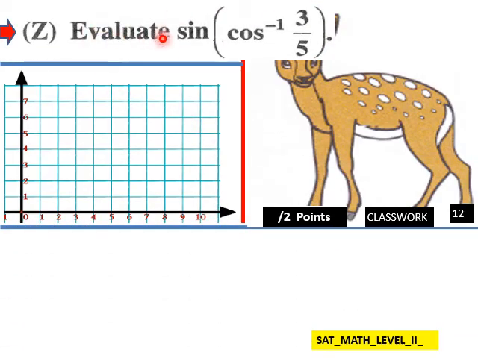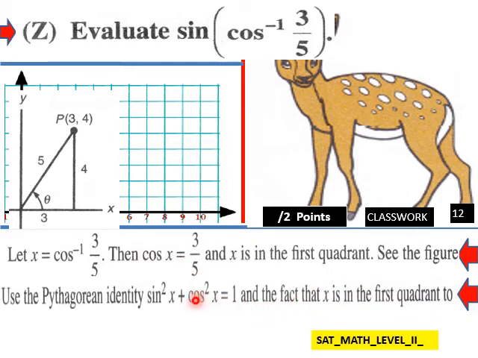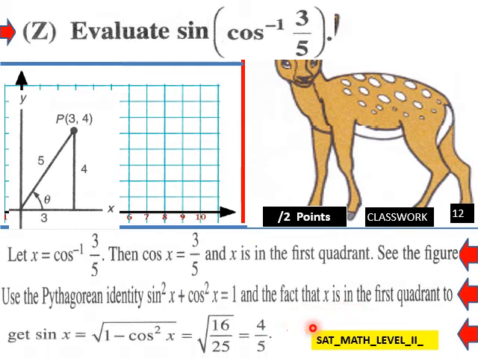And Z here, evaluate sine of inverse cosine 3 over 5. So let x equal inverse cosine 3 over 5 in this situation. Then cosine x will equal 3 over 5, and x is in the first quadrant. See the figure. Use the Pythagorean identity, sine squared x plus cosine squared x equals 1, and the fact that x is in the first quadrant to get sine x equals the square root of 1 minus cosine squared x, which equals radical 16 over 25, which equals 4 over 5.